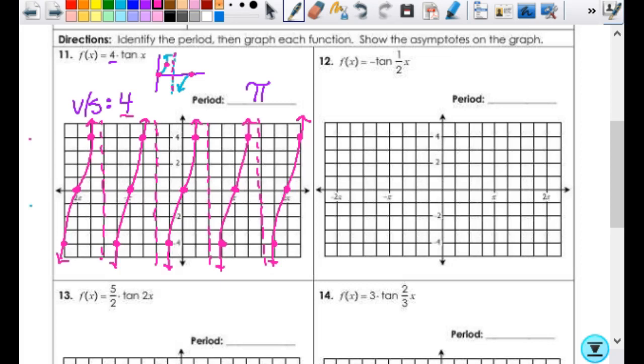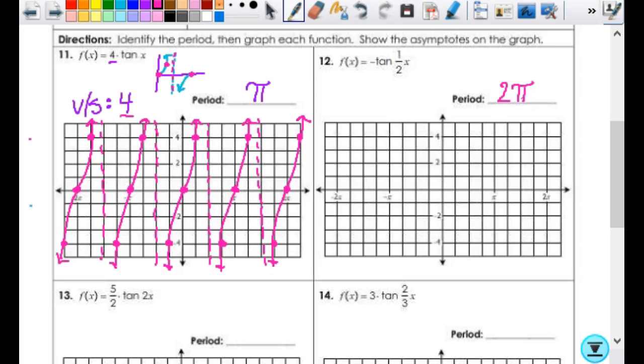All right, let's look at number 12. What's the period here? 2 pi. I heard that. Do y'all agree with that? How do we find it? We have to divide by this number, right? Dividing by a fraction means you multiply by the reciprocal. So dividing by 2 is this, dividing by 1/2 is the same as multiplying by 2. So it is 2 pi.